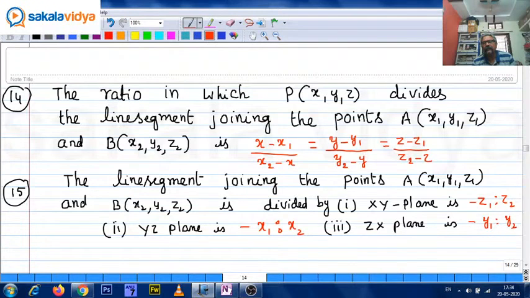In a similar fashion, you can divide by the axes also. X-axis means we can find minus y1 is to y2. Y-axis means minus z1 is to z2. Z-axis means we can write minus y1 is to y2 or minus x1 is to x2. That also you can remember. Please refer to it now.